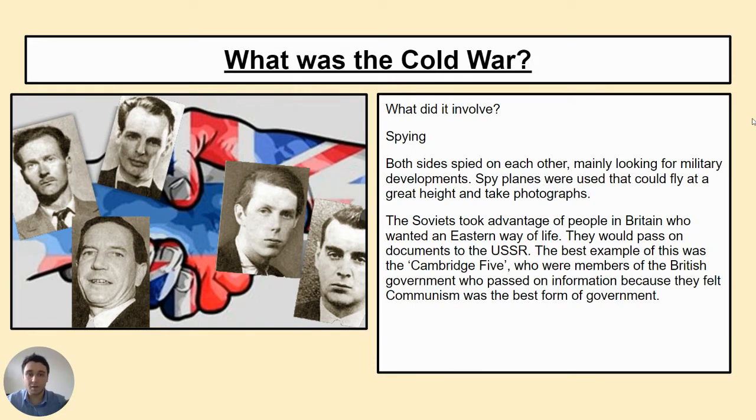There were a few spies. Now, the best example of this is pictured here, the Cambridge Five. These were members of the British government who passed on information to the communists because they felt communism was the better form of government. And no one suspected them for a very long time. In fact, the KGB, the Russian secret police, thought that the Cambridge Five were a hoax because of the quality of information they were passing on.